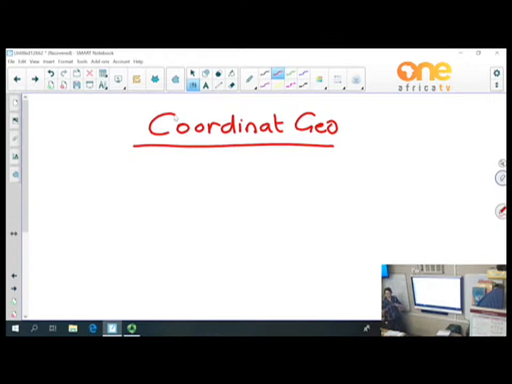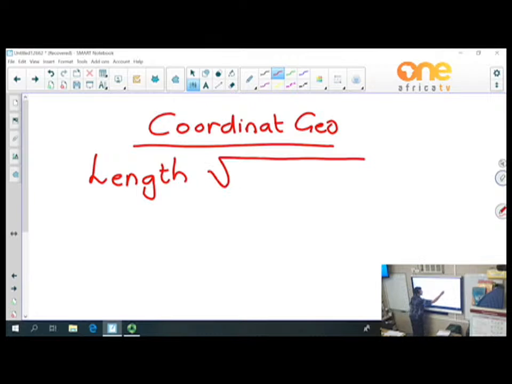Every time, draw the picture just to get the idea of what we are talking about. And the first one that we're looking at now is the length. So the formula that we deal with here is the square root of x2 minus x1 squared, that is your coordinates, plus y2 minus y1 squared. That is what we will be using.